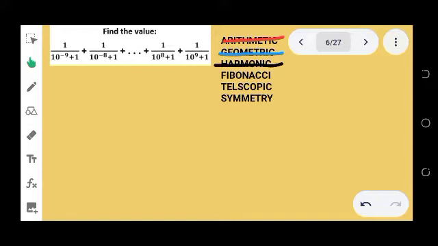This is not Fibonacci because a Fibonacci series always starts with 1. Telescopic, if you have terms that will be cancelled out in between the first and the last term, we can say that it is telescopic. But here, we cannot establish that. In fact, when we do it algebraically, there is no way that we can cancel out terms in between the first and the last term. So this cannot be telescopic. So the only choice that we have is the use of symmetry.